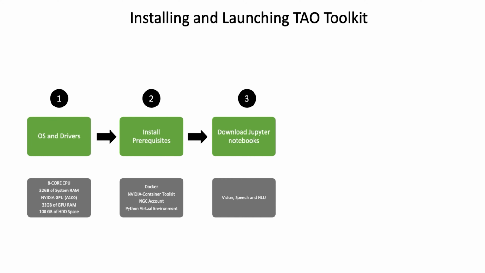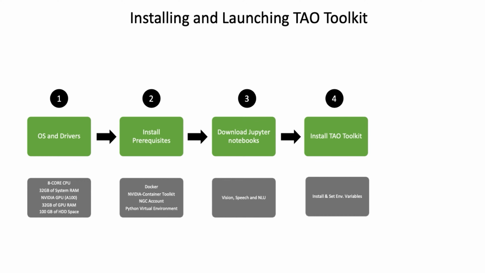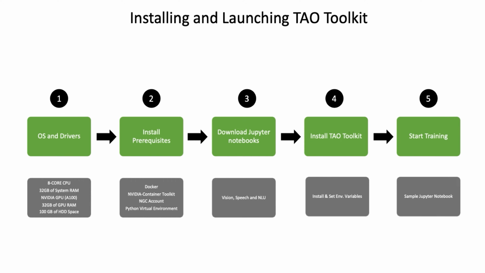In the next step, we'll download the sample Jupyter notebooks for computer vision. Please note that we also have several notebooks for natural language understanding and speech-based use cases as well. We'll then launch one of the sample notebooks to install the TAO Toolkit and set the environment variables. And finally, when we're done, we'll start training the model. So let's get started by installing the prerequisites.